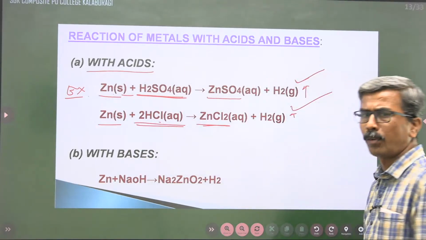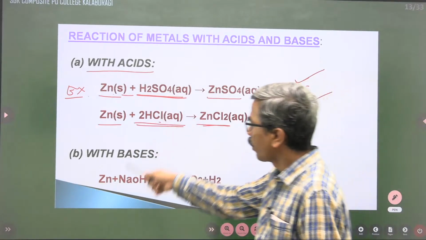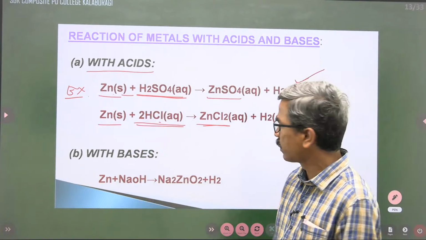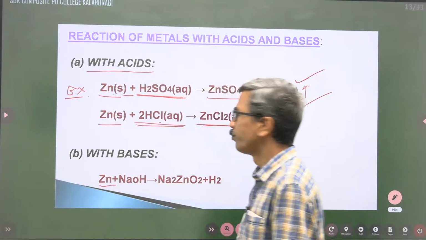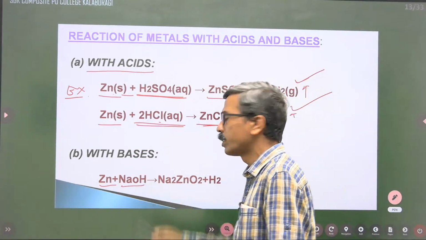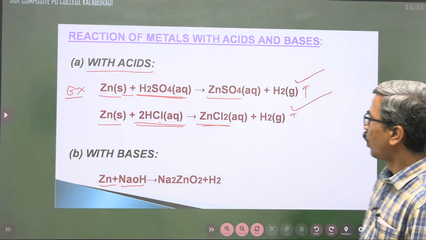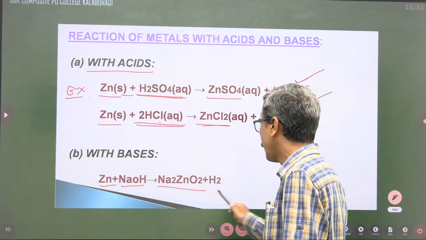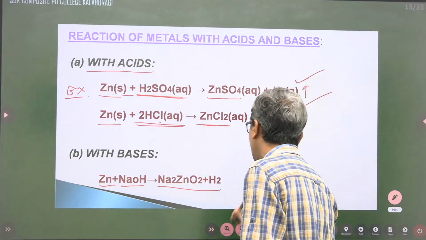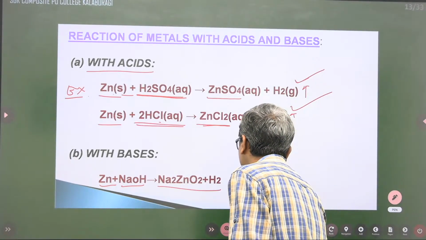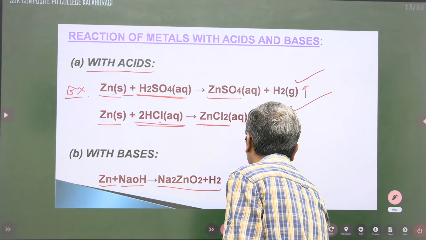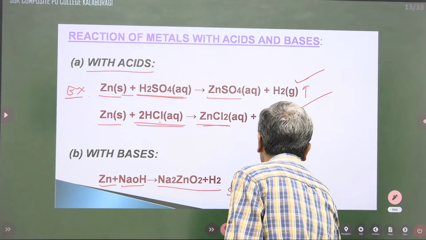Now here I have taken one example. The metal I have taken is the same which I used for acids, zinc metal, and the base which I use is sodium hydroxide. Whatever compound we are going to get is called sodium zincate. The name of this compound is sodium zincate.